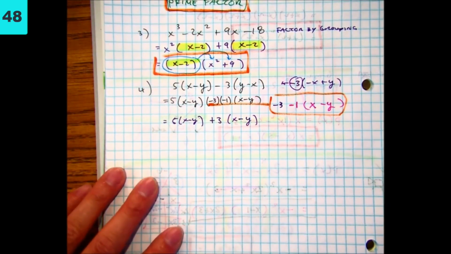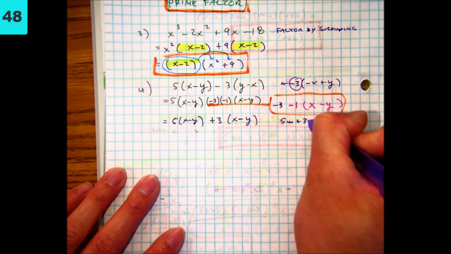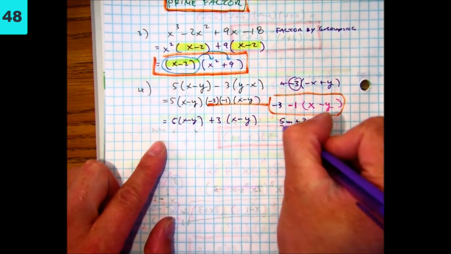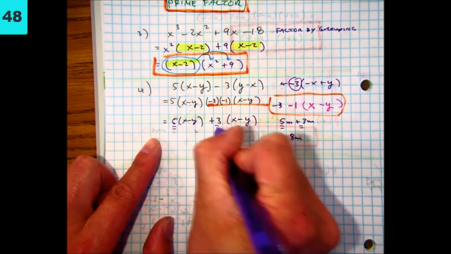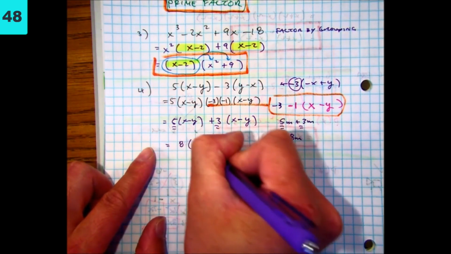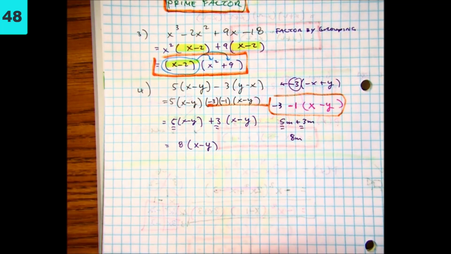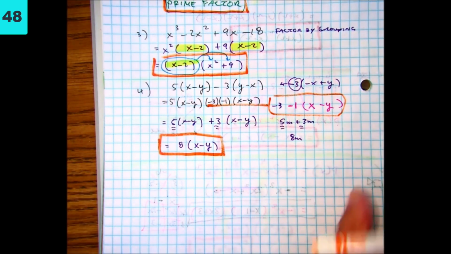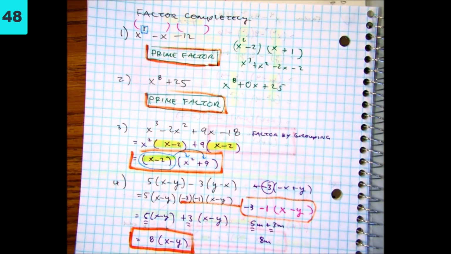So here, this is as similar as something like 5m plus 3m. Do you see that? These are like terms. You can add those, you just add the coefficients and you get 8m. So here, I can combine like terms. I'm going to get 8 times the quantity x minus y. And this would be my answer. So here there are 4 examples of different types of factoring.